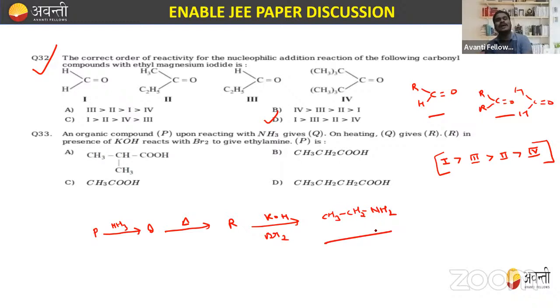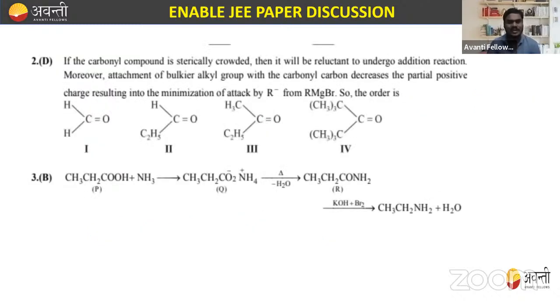Now you have to identify the structure, that is, which one is P, right? What is P here? Beta, just observe very carefully. What we get here is ethylamine. So let's see the reaction behind this.